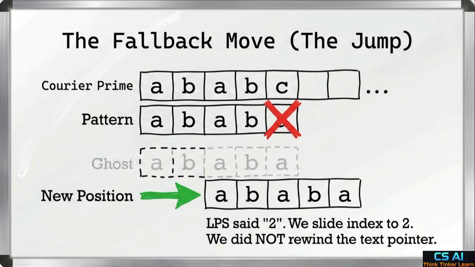We slide the pattern forward, but here is the most important part. We did not rewind the text pointer. The text pointer stays where the mismatch happened, and we just try the new pattern character against it. This no-rewind policy is exactly why KMP is a linear time algorithm.